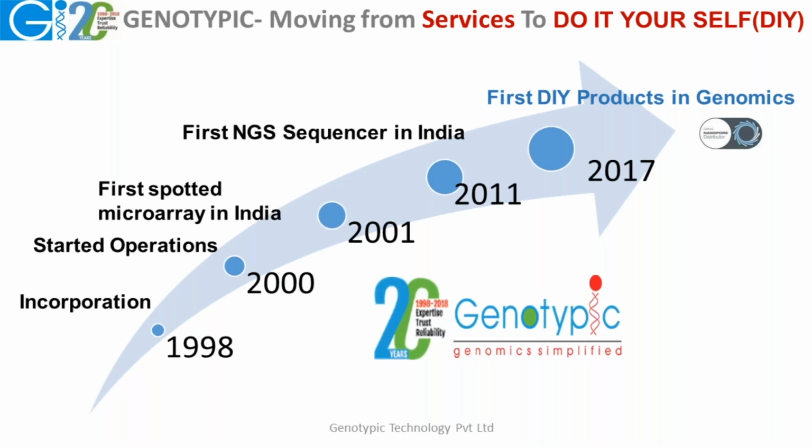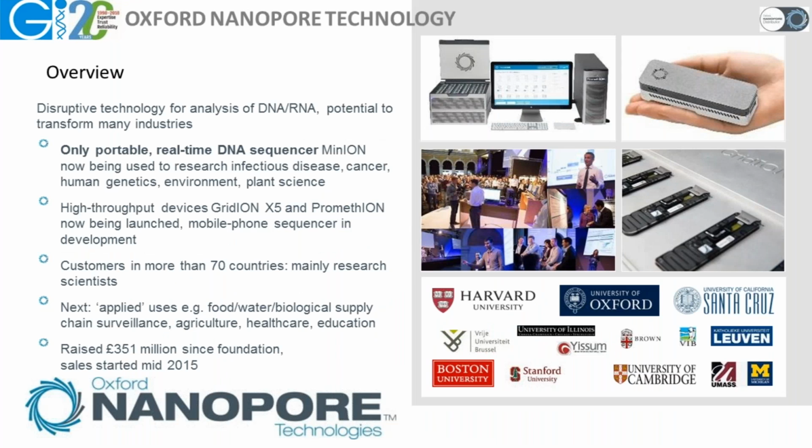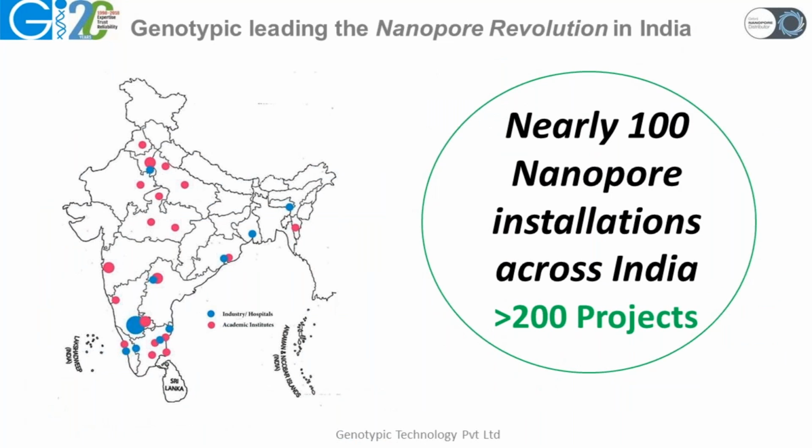And this we did in collaboration with Oxford Nanopore Technology, which is one of the pioneers in the pore-based sequencing technology. And it is represented in more than 70 countries, and the technology is being used in various fields of research. We ourselves have been able to install more than 100 nanopore installations across India, and our DSIR certified R&D has done more than 200 projects using nanopore sequencing for a variety of applications.